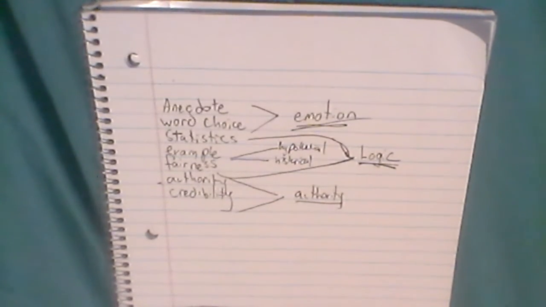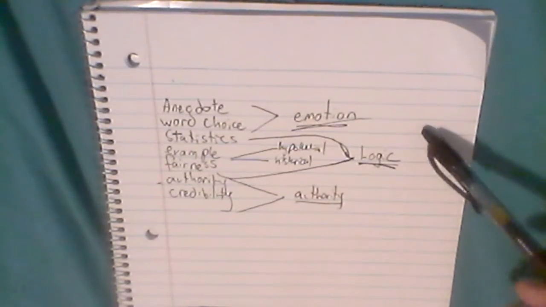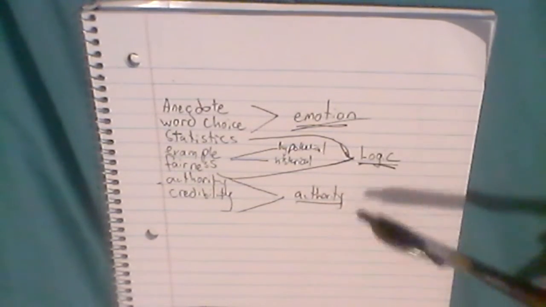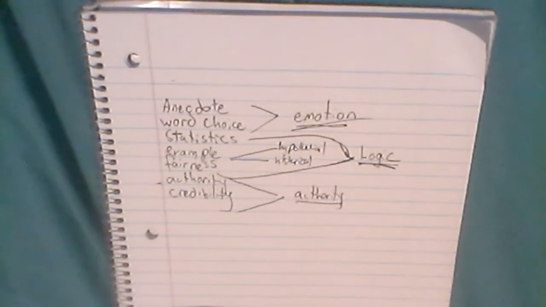I don't know why they insist on using the Greek words, in 2020. I don't really know what the benefit is of using ancient Greek terms. And I think it makes a lot more sense if we just think about it this way: emotion, logic, and authority. That's really the only things that we have to try to convince people of an argument.